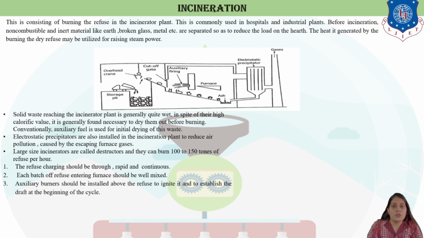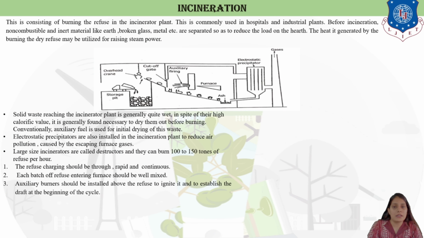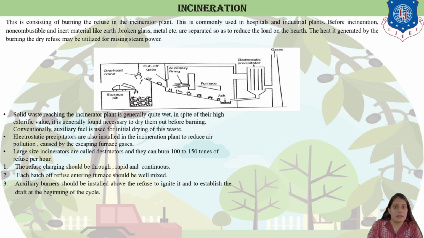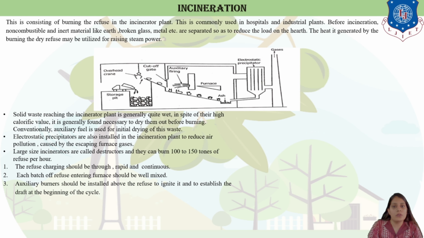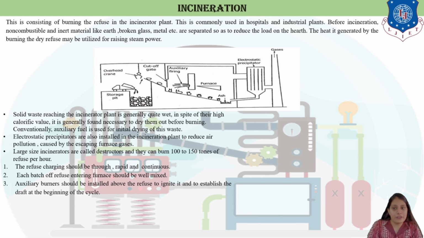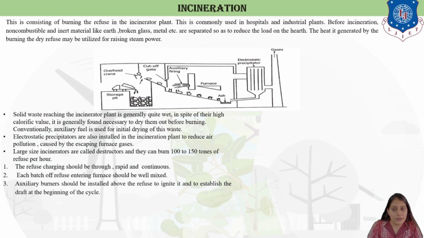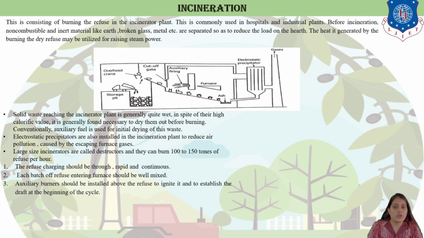Here you can see that before the incineration process takes place, inert material like earth, broken glass and metals are separated so as to reduce the load on the machine which we are using. Heat is generated by burning the dry refuse, which may be utilized for raising steam power. Yes. Now with this, we have innovated that we can generate something from it. How is it possible? You can see here the figure I have shown.